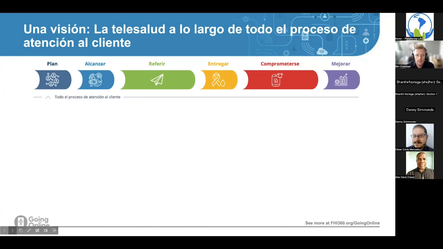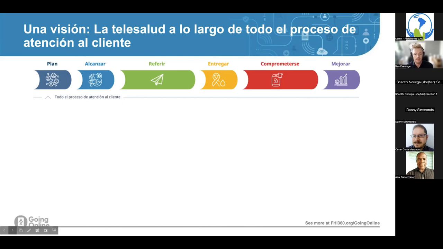The process begins on the left-hand side, where health service delivery programs plan their virtual interventions. They then continue to use approaches to reach their target audiences online, then refer those clients for health services, deliver those services, and then re-engage those clients over time. This process continuously uses data from each step to monitor outcomes of the interventions and to improve program performance.